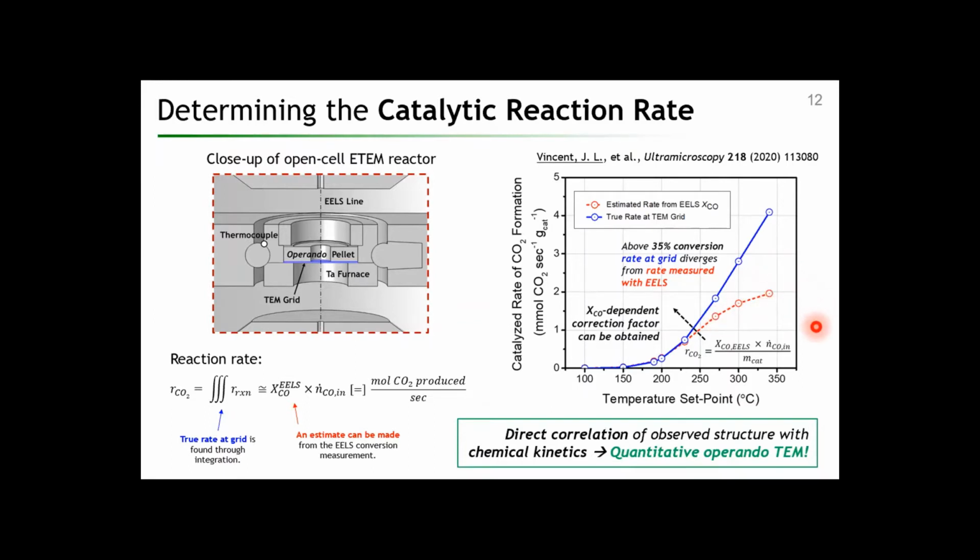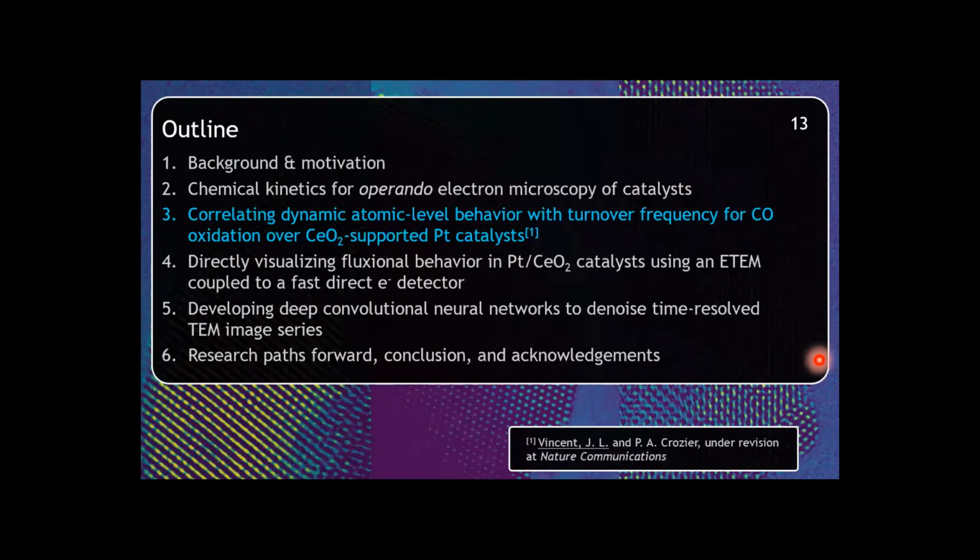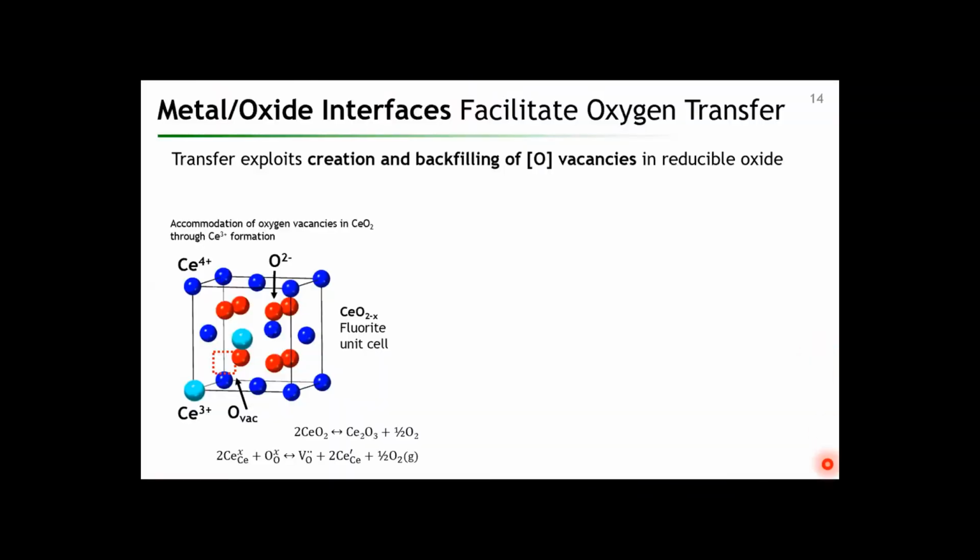So yeah, with this tool, now we want to apply it to these platinum on ceria catalysts. So the next project that I'll talk about is actually using this to investigate the atomic level behavior of platinum on ceria catalysts for CO oxidation. And what we found is that there's dynamic atomic level behavior that correlates with the activity of the catalyst. So just a brief background into the material science and catalytic science of this material.